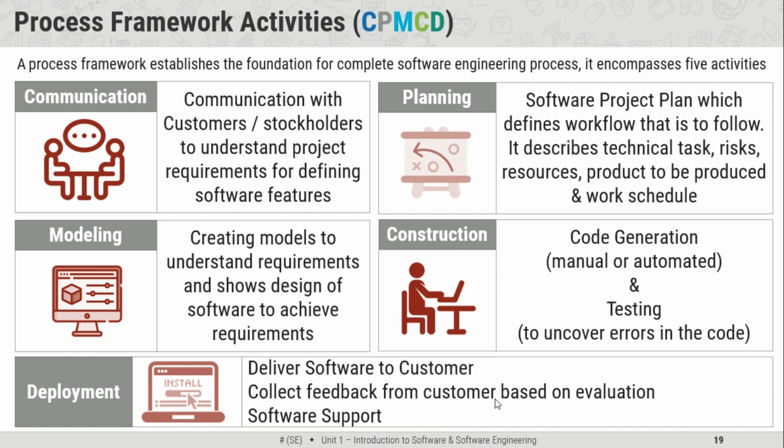So we collect feedback from the customer based on evaluation, and later on we give support for that particular software. So we do maintenance and all these activities. So these are generally the 5 broad categories of your framework activities. In different software process models, we mostly follow all of these 5 different process framework activities.